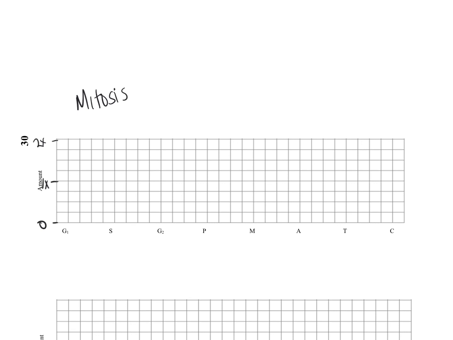Okay, so on my y-axis, I have 0, 1x, and 2x. And we're going to think of 1x as the normal amount. 2x would be double the amount, and then 0 would be 0. And we're going to start by looking at just the changes in the amount of DNA.